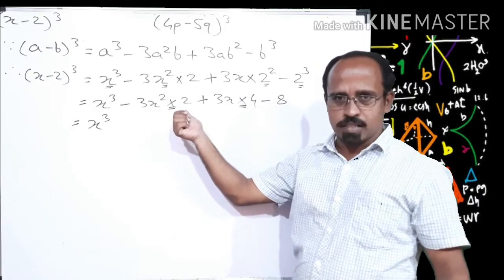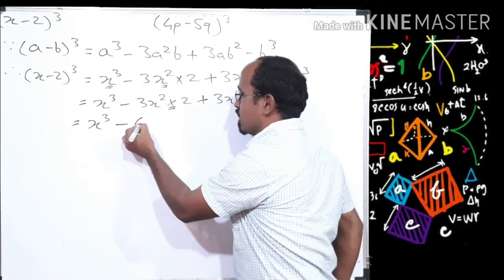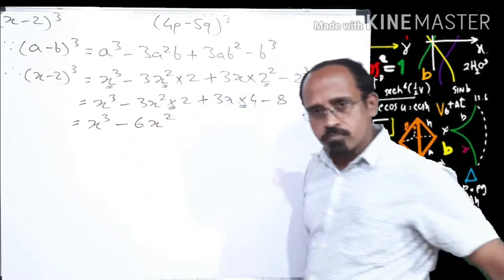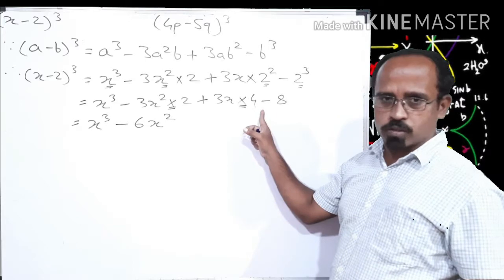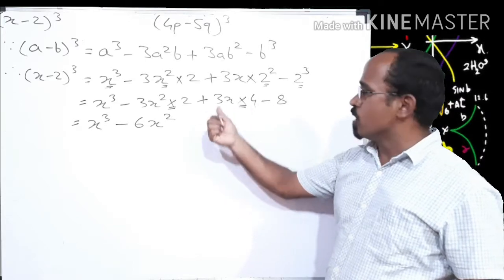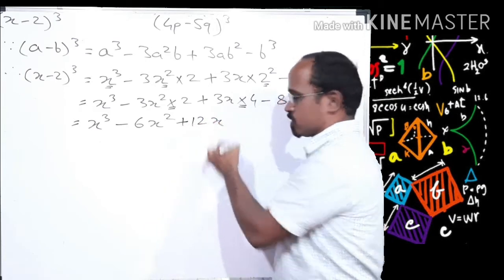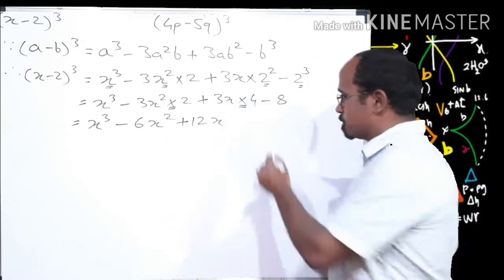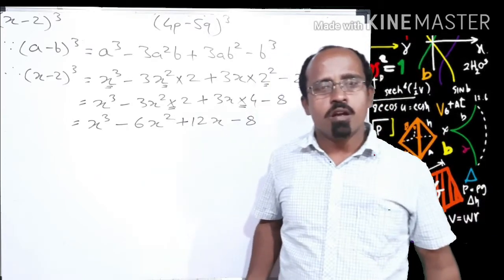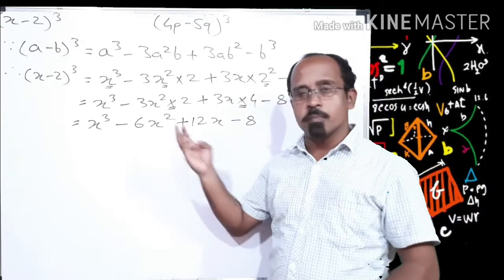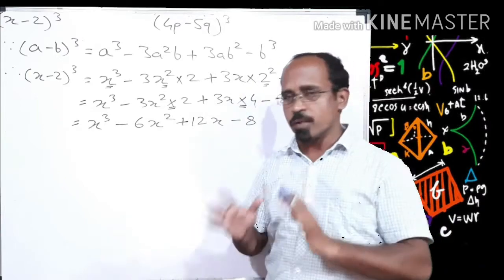3 2s are 6. Minus times plus is minus. So the answer is minus 6x square. Plus 3x into plus 4. 3 4s are 12, plus times plus is plus. So that is equal to plus 12x minus 8. Okay friends, now according to BODMAS, bracket, orders, division, multiplication are over. So what remains? Addition, subtraction.